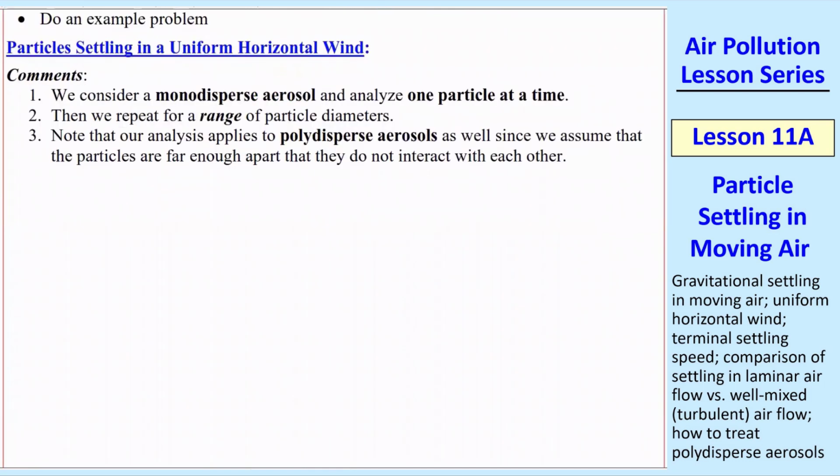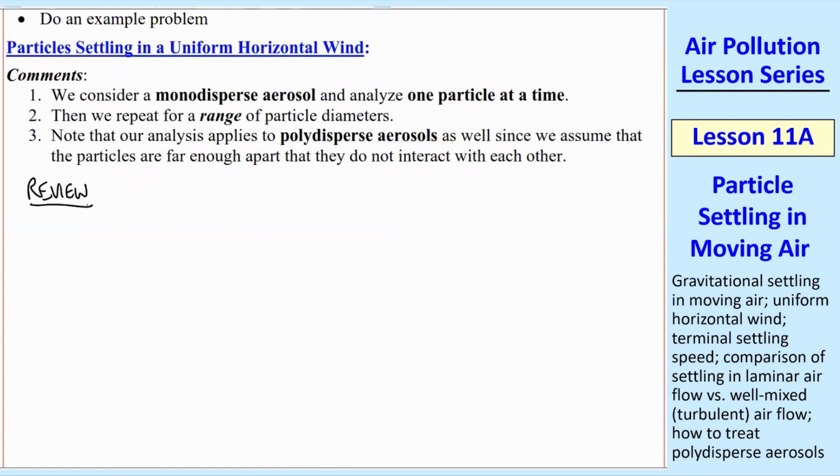Before we start, I want to quickly review our approximations. We're considering a monodisperse aerosol, so we can analyze one particle at a time. But we can repeat this for a range of particle diameters. And so whatever analysis we do here applies to polydisperse aerosols as well, because we're assuming that these particles are far enough apart they don't interact with each other. So we're really treating one particle at a time and then extending it to any distribution of particles that we have.